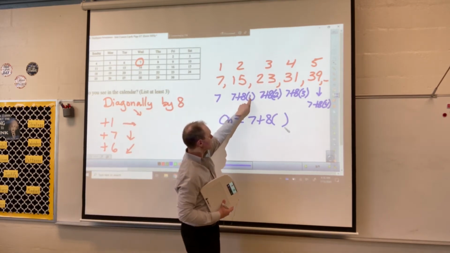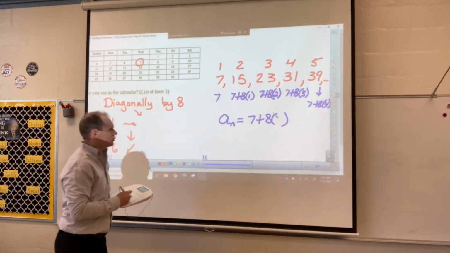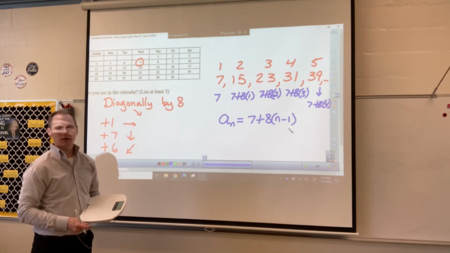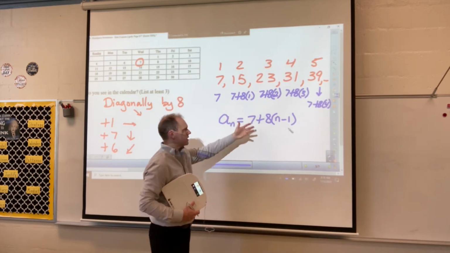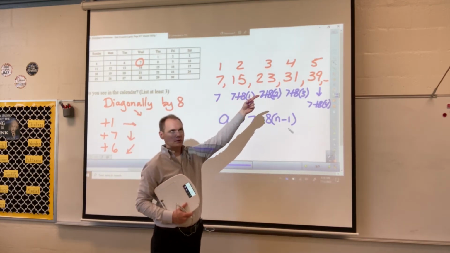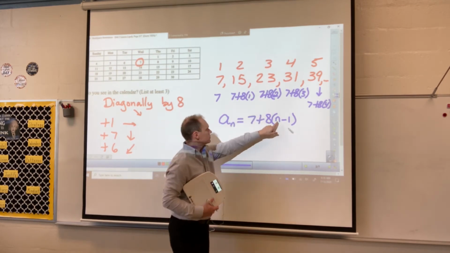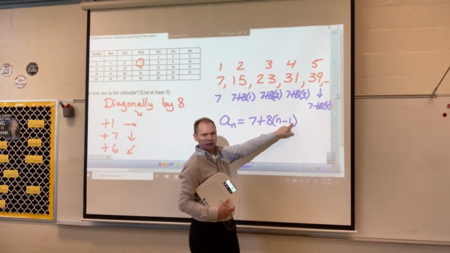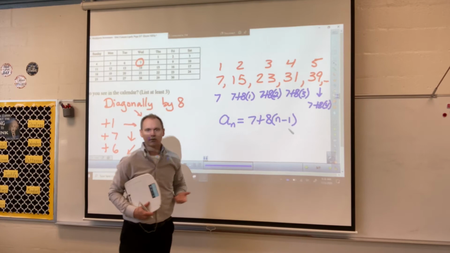So it's not the term number in the parentheses. It's the term number minus 1 that goes in there. Does that make sense? So if our term number is n, we're going to put n minus 1 in here, and that can be our expression. So let's try it. We said that the sixth term was going to be, what, 47? Is that right? Okay, let's check it. If we put 6 in here, we should get out 47. 6 minus 1 is 5, times 8 is 40, plus 7 is 47.